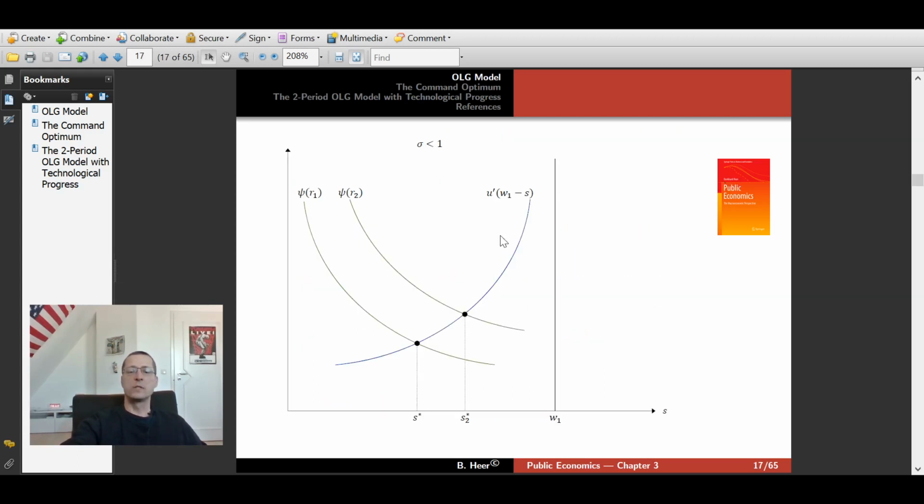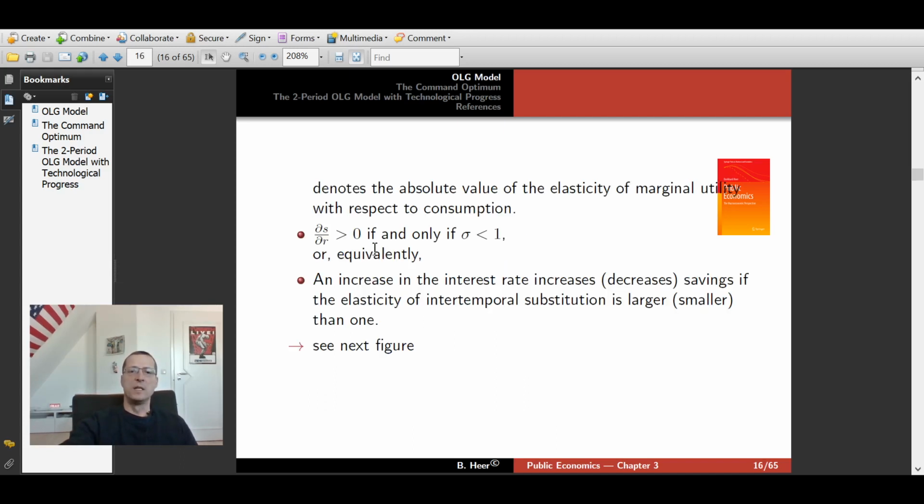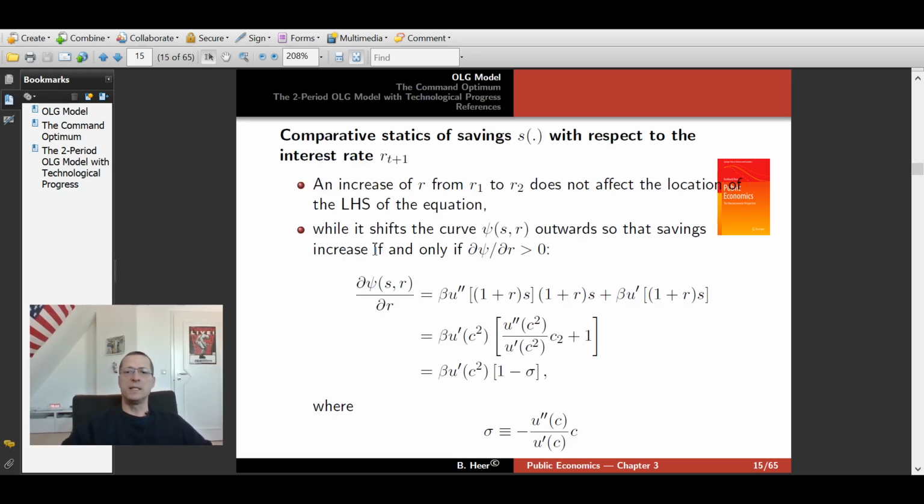So let's look at an example here. If the interest rate increases from R1 to R2, our curve psi shifts to the right, and higher real interest rates result in higher savings. But this need not be the case if the income effect is very strong. So let's look at what's happening here in more detail.